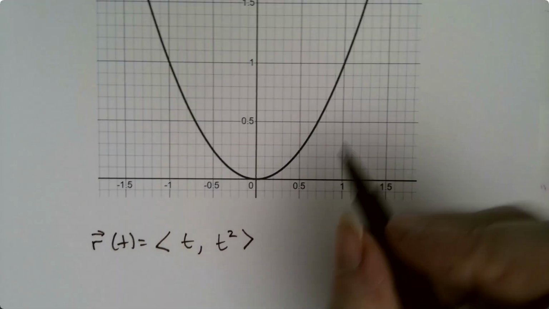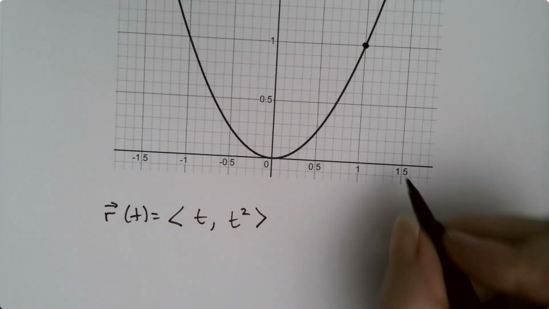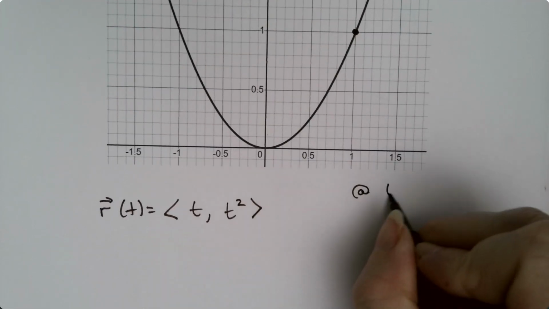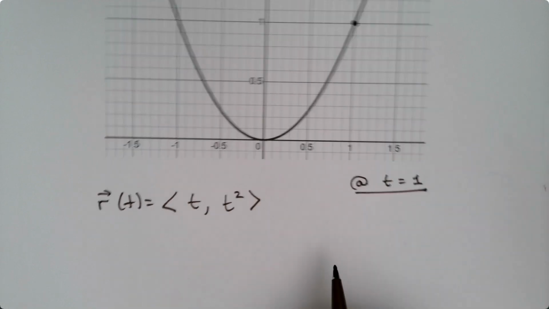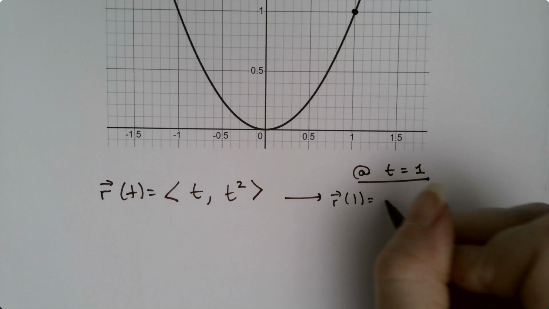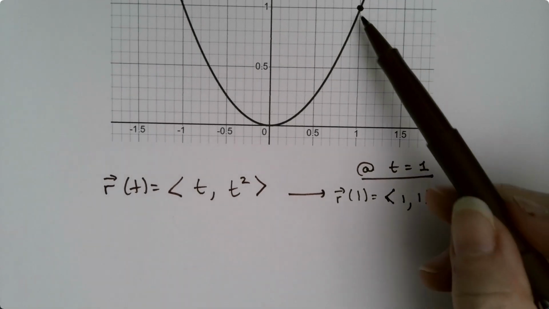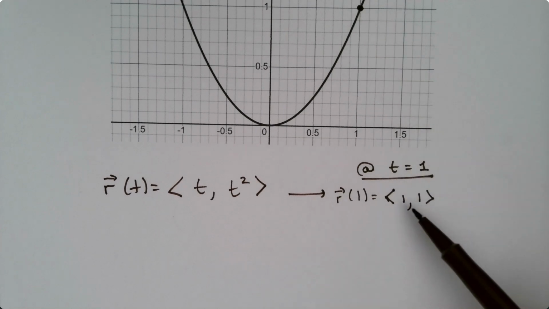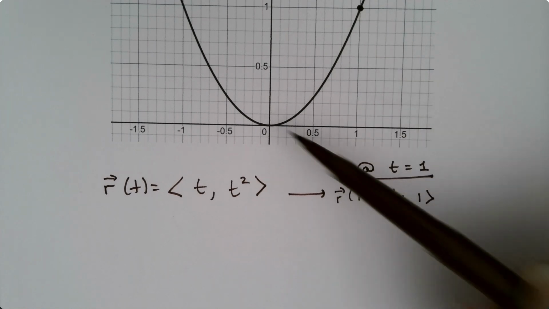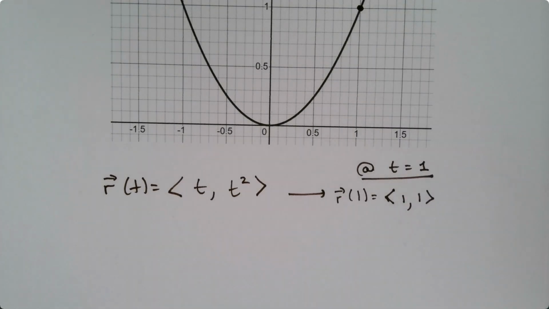All right, so now I actually want to look at this point over here, which is at 1, 1. So I want to look at everything at t equals 1. At t equals 1, r of 1 would be 1, 1, which is that point. Technically, it's in vector form, so it's a vector from 0, 0 to 1, 1, but it's not worth our time to draw the arrows. If you want, you can put it in there.